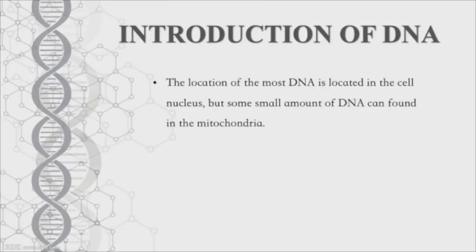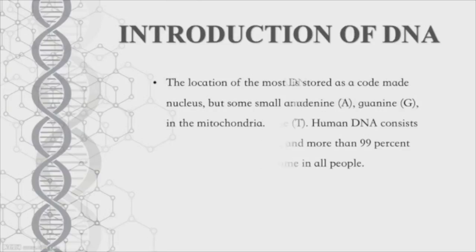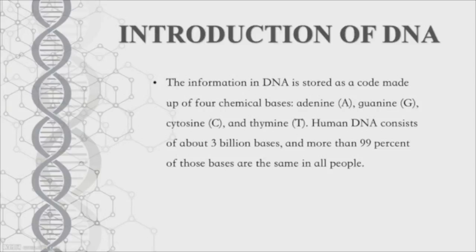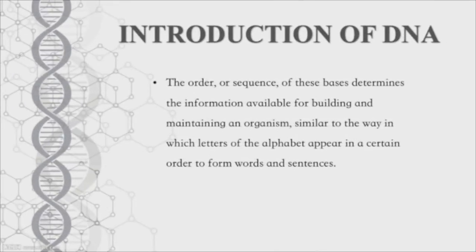The location of most DNA is the cell nucleus, but a small amount of DNA can be found in the mitochondria. The information in DNA is stored as a code made up of 4 chemical bases: A, C, G, T. Human DNA consists of about 3 billion bases, and more than 99% of those bases are the same in all people. The order or sequence of these bases determines the information available for building and maintaining an organism.